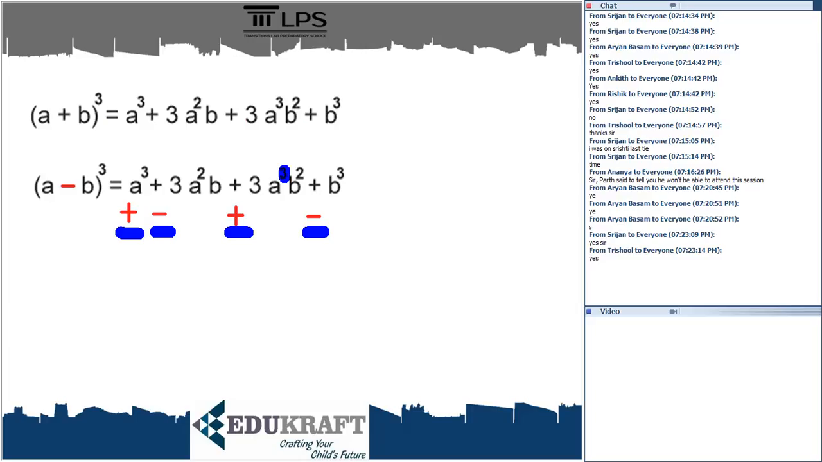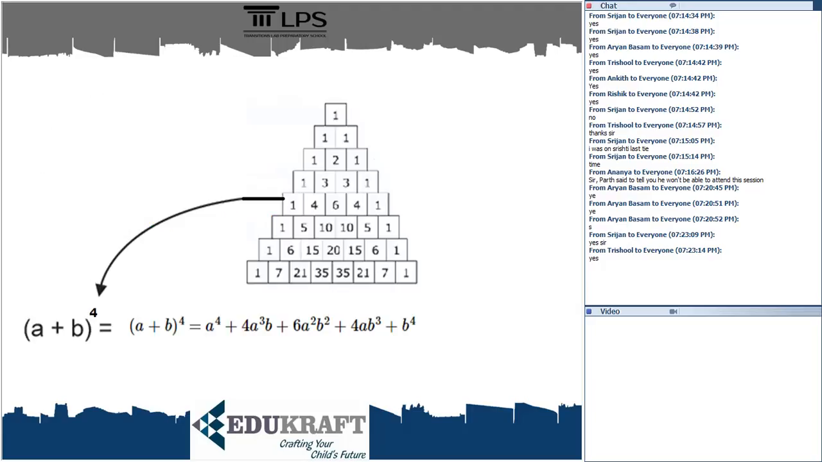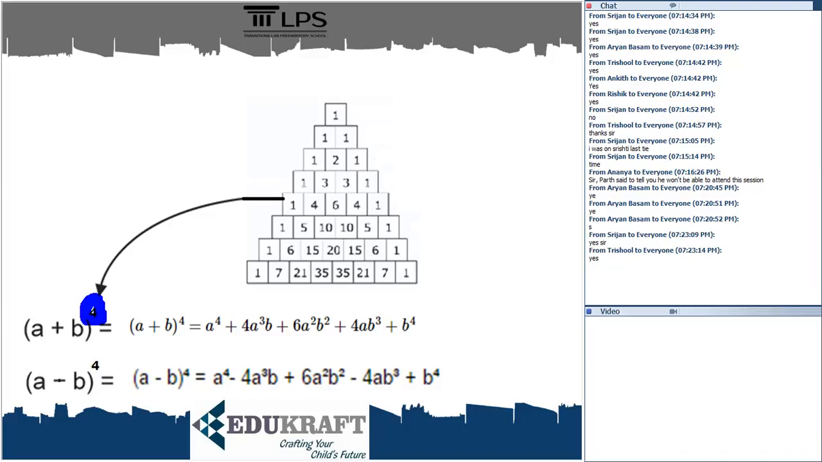Okay, so that was A plus B the whole cube, and if it is A minus B the whole cube, then you have A cube minus 3A square B plus 3AB square minus B cube. Okay, how would things change if it was A plus B raised to 4? For A plus B raised to 4, it is going to be A raised to 4 plus 4A cube B plus 6A square B square plus 4AB cube plus B raised to 4. Remember that the highest power here is 4, and that is the reason why I have selected this row of the Pascal's triangle.